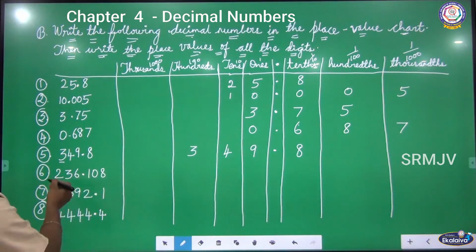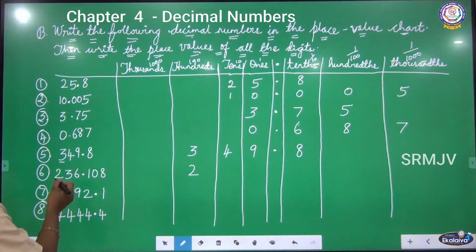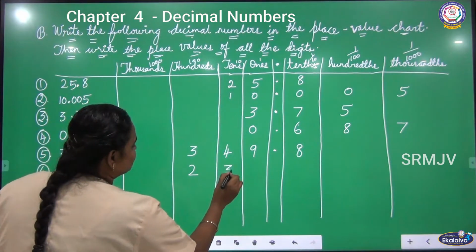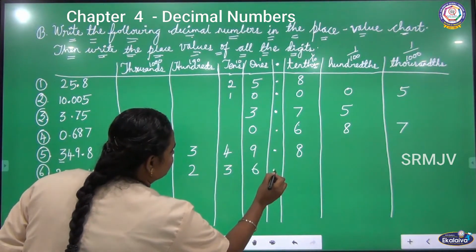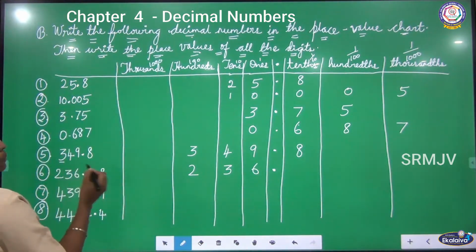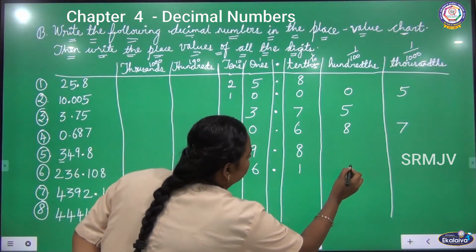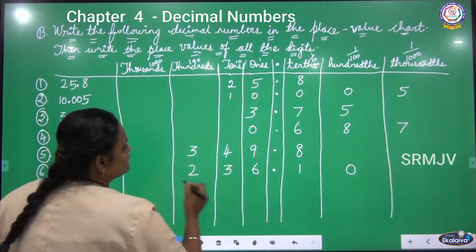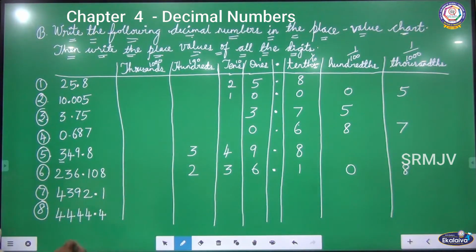Next one, 236.108. So 2 is in hundreds place. So you write 2 is in hundreds place. Next 3 is in tens place. Next 6 is in ones place. So decimal. Then 1 is in tenth place. Next 0 in hundredth place. Next 8 in thousandth place.